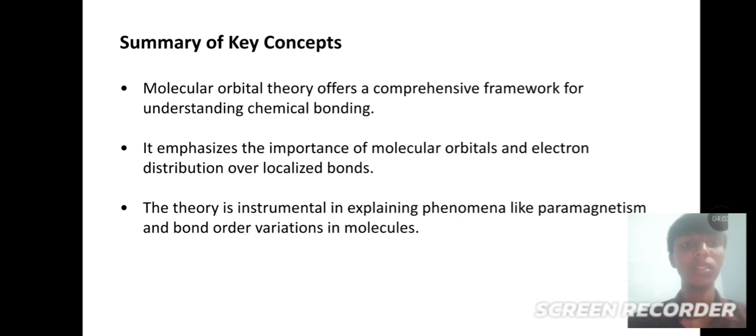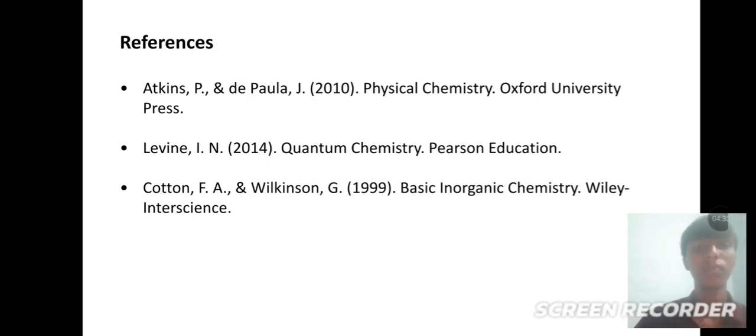Summary of key points. Molecular orbital theory forms a comprehensive framework for understanding chemical bonding. It emphasizes the importance of molecular orbitals and electron distribution over localized bonds. The theory is instrumental in explaining phenomena like paramagnetism and bond order variations in molecules.